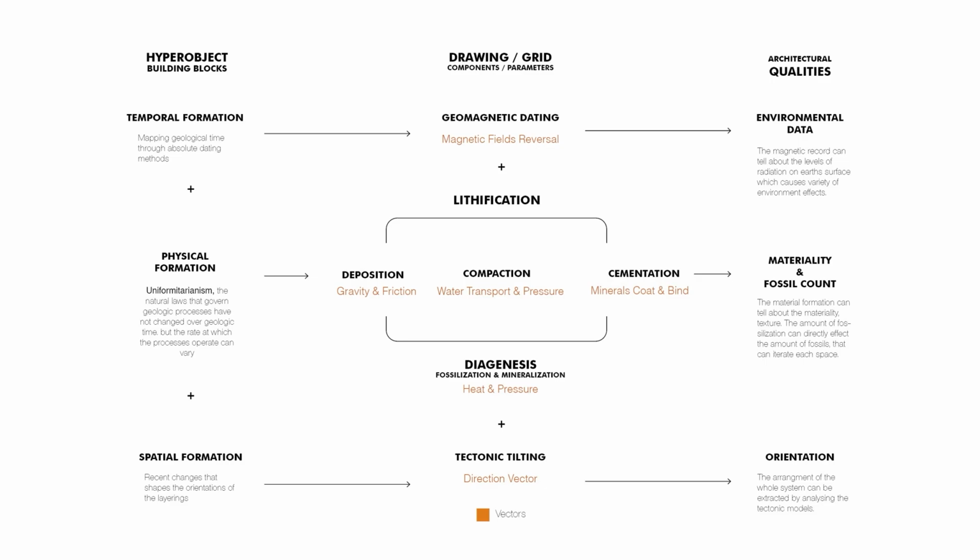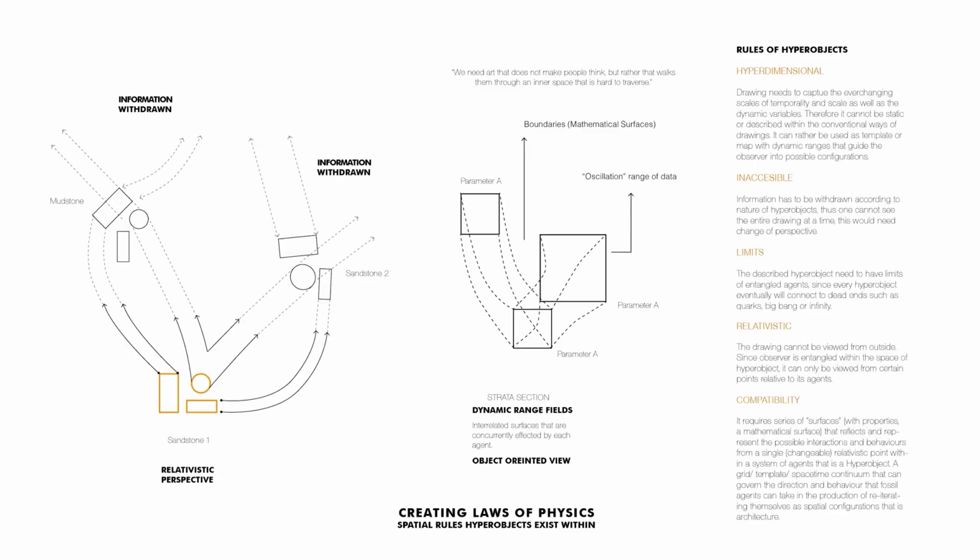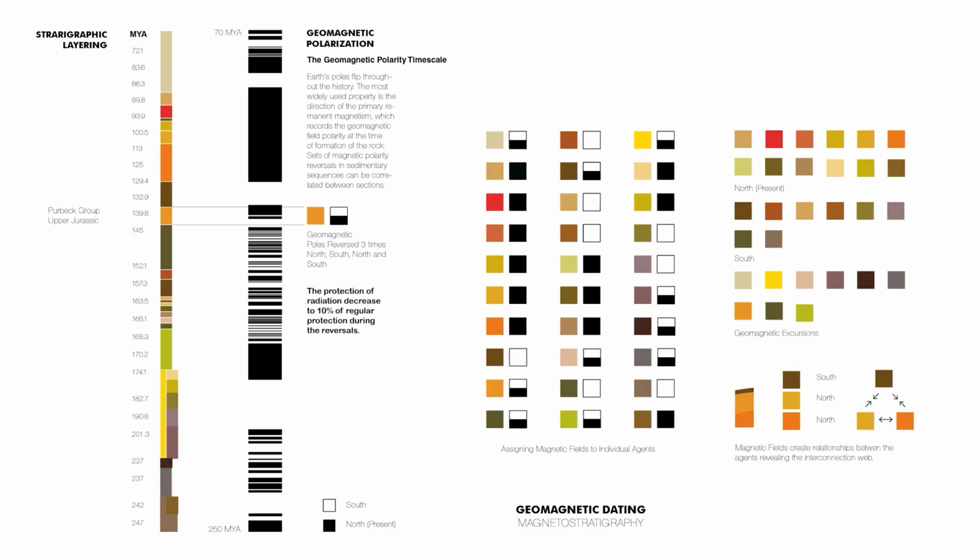From dating the temporal aspects, to how the diagenesis of different stone types works, and how the tectonic tilting is actually creating what we see as the geological layers, these were the focus areas to translate into a drawing system. I assigned vectors that would translate each of these qualities into 3-dimensional physical space. During the drawing process, I created drawing rules that satisfy Morton's principles of hyperobjects.